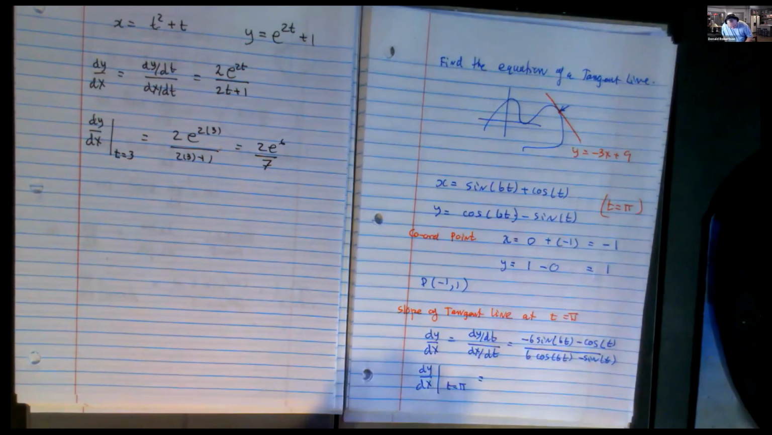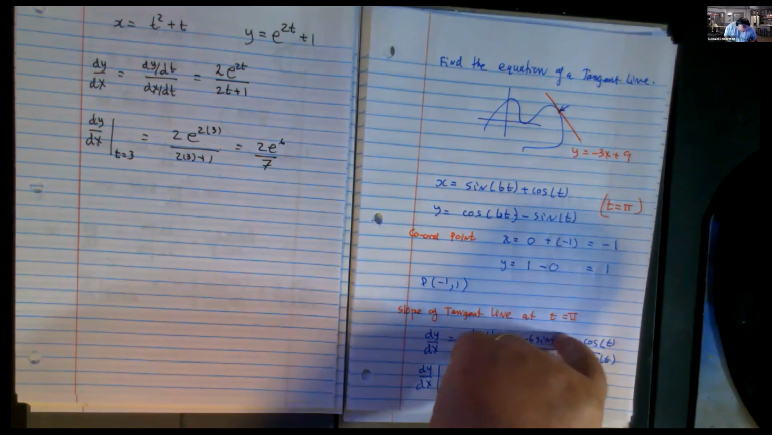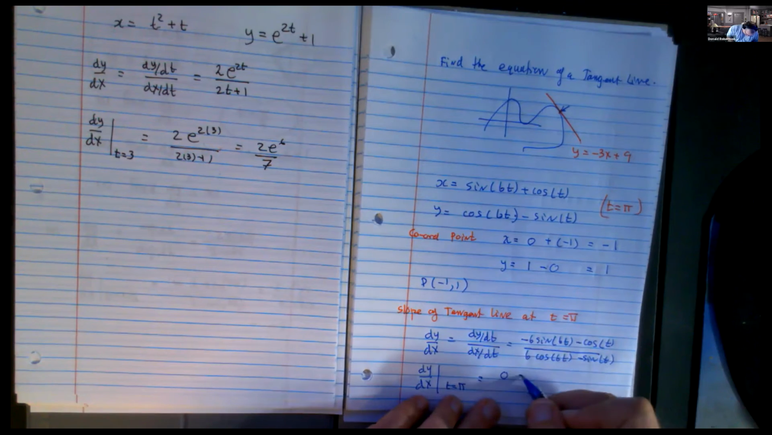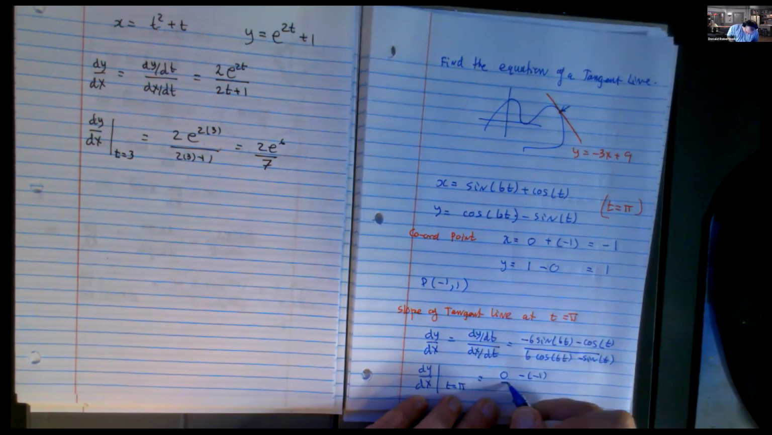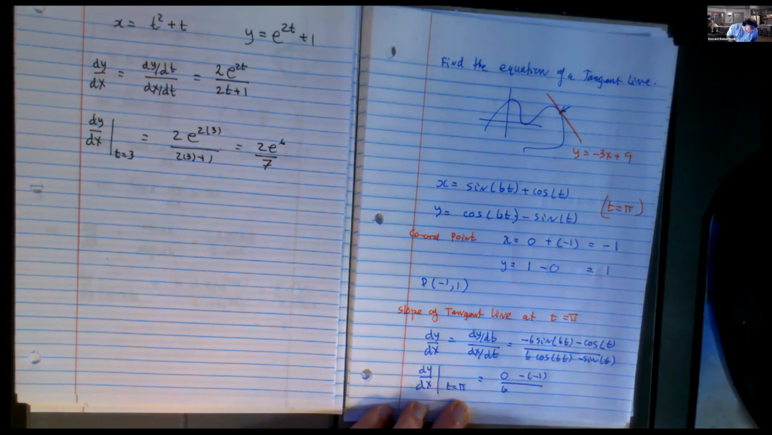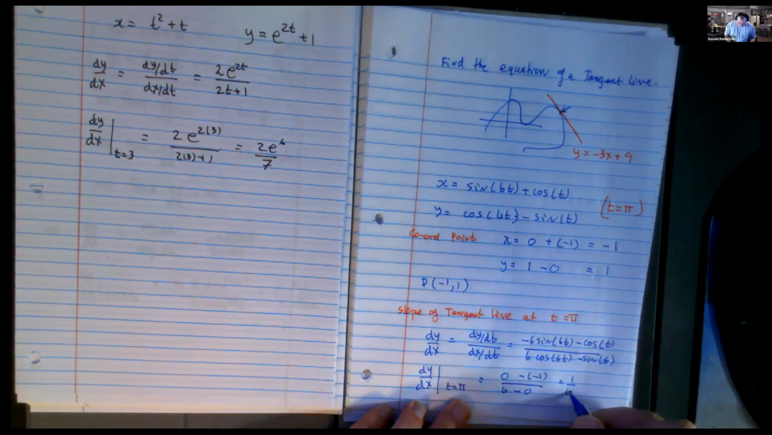And you get -6 sine of 6 pi, so that's 0. Cosine of pi is -1, so take away -1. Cosine of 6 pi is 1, so that's 6 times 1. Take away a nothing, and I believe the answer is 1/6.